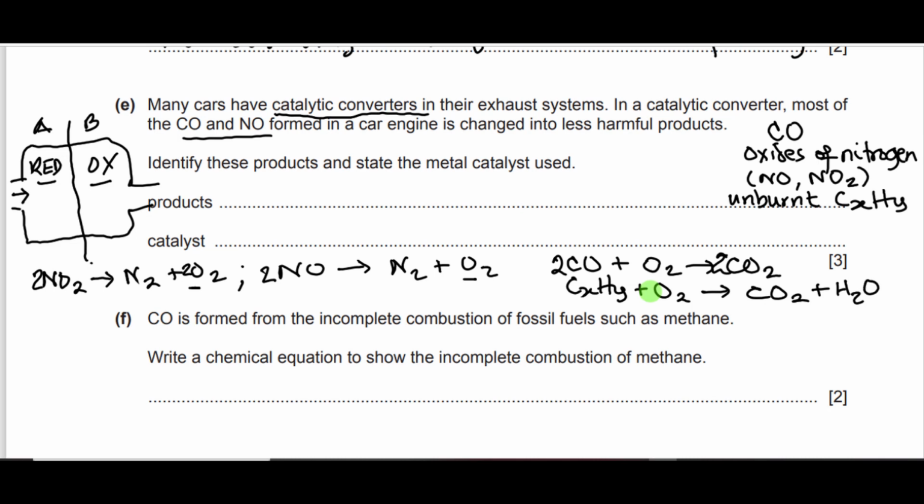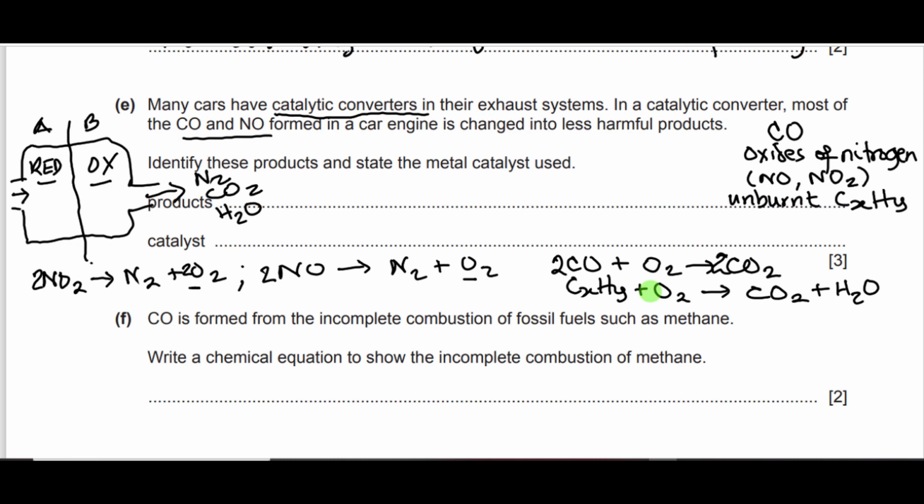Then the unburnt hydrocarbon will also be oxidized by the oxygen to carbon 4 oxide and water. So at the end of the day, the products will be given off from the exhaust pipe, right? From this exhaust pipe, nitrogen gas will be given off, CO2 will be given off, and water will also be given off. Are we together? So that's a brief summary of the working of the catalytic converter.